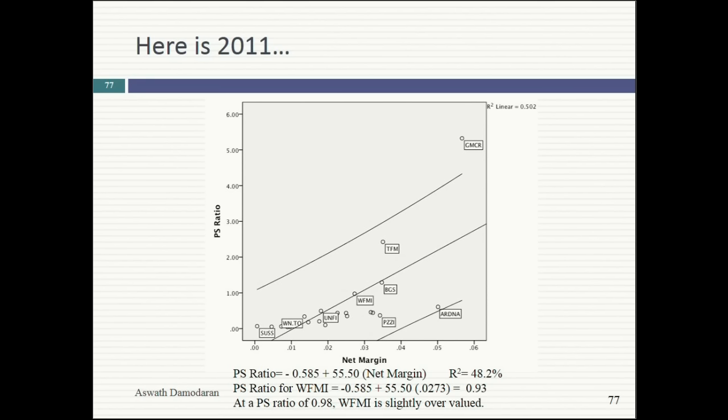For a brief moment, it's right on the line. This is like watching a manic depressive, right? Markets don't seem to be able to make up their mind as to what to do with the stock. And there's a reason for that. Remember what I said, analysts had no idea what to do with Whole Foods.